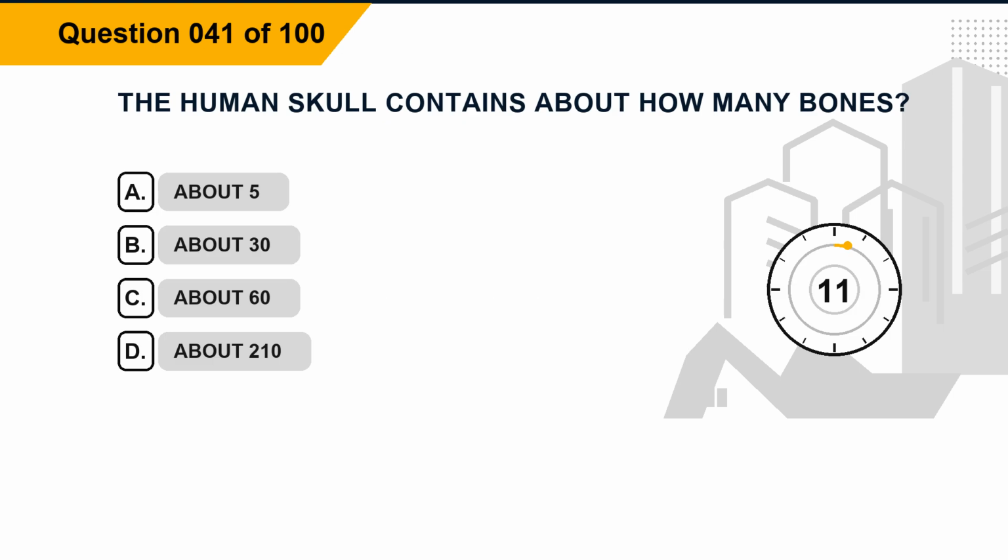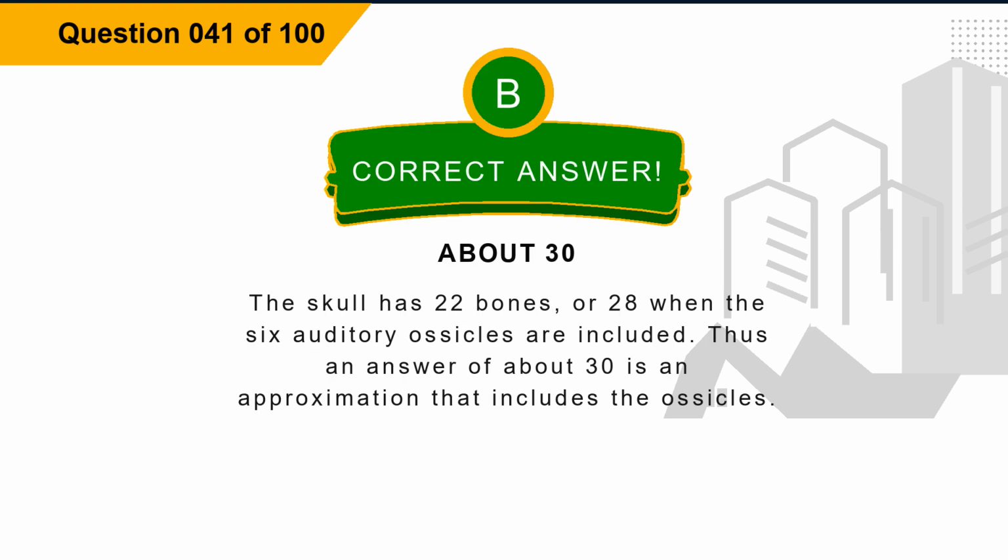Question 41. The human skull contains about how many bones? Option A, about 5. Option B, about 30. Option C, about 60. Option D, about 210. The correct answer is option B, about 30. Explanation. The skull has 22 bones, or 28 when the 6 auditory ossicles are included. Thus an answer of about 30 is an approximation that includes the ossicles.